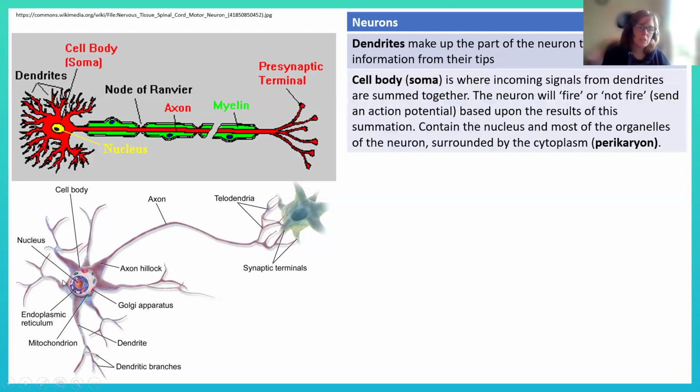So what else have we got? We've got the cell body, or the soma. It's basically where the signals are interpreted, and the neuron decides, not literally decides, it's not like a decision, they're not thinking like that, but the neuron will either fire or not fire, depending on if the signal is right, if it's big enough, if it's built up enough. We call this summation, if it's a big enough signal to make it fire.